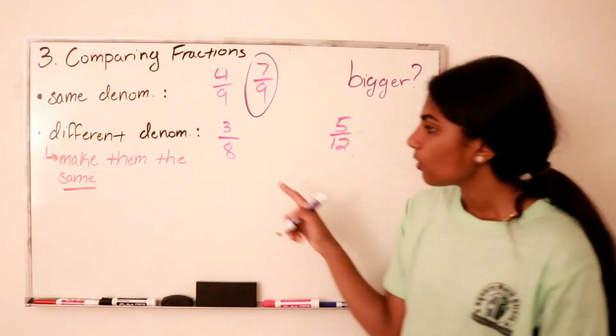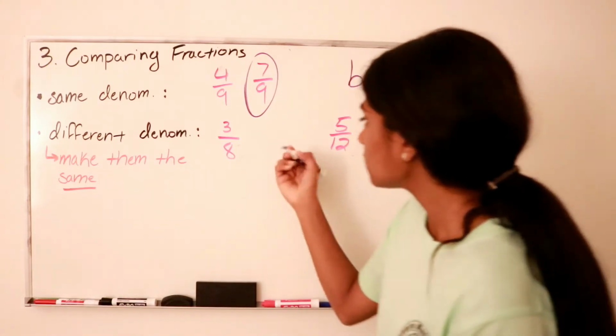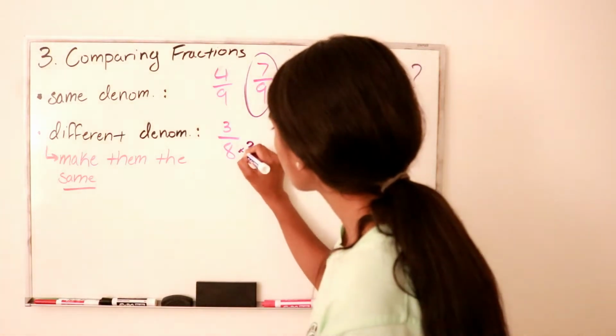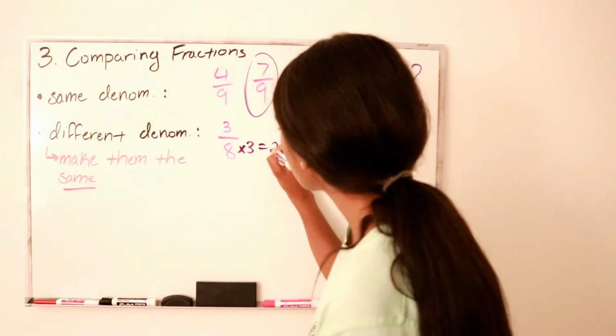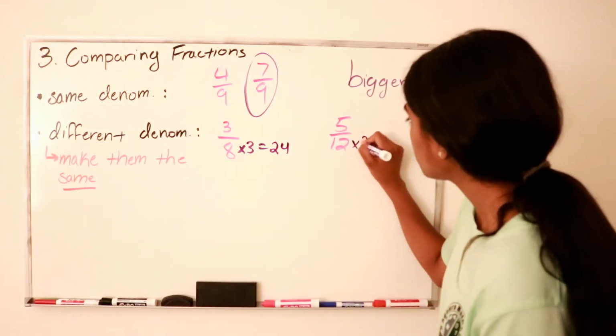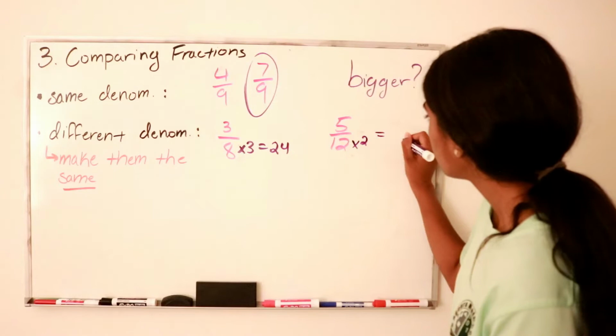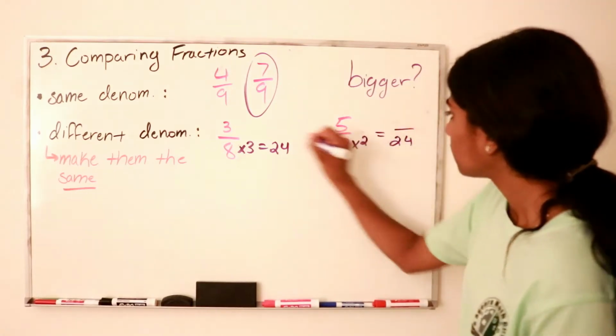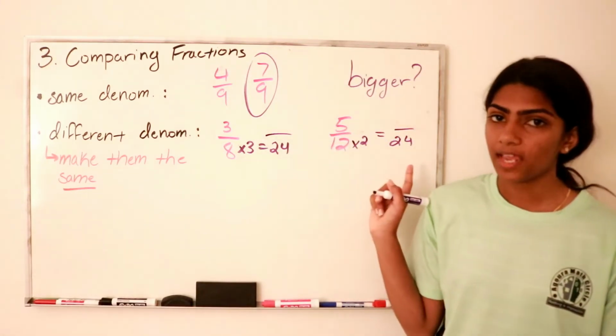Well, let's think. What can I multiply 8 by? Well, let's just say I multiply 8 by 3, and that equals 24. And then what am I going to multiply 12 by? 2. And what does that equal? 24. So now I just made the denominators the same.